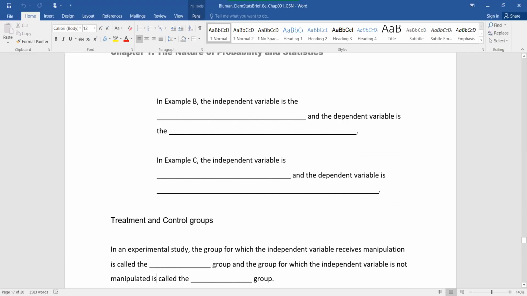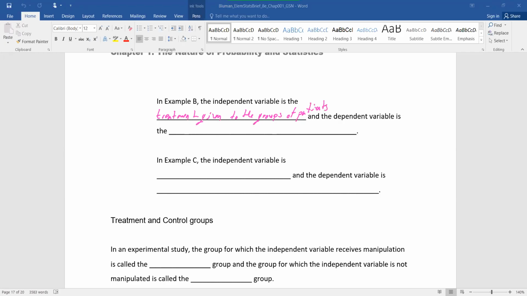All right, so in example B, the independent variable is the treatment given to the groups of patients. Tried my best to fit it in.